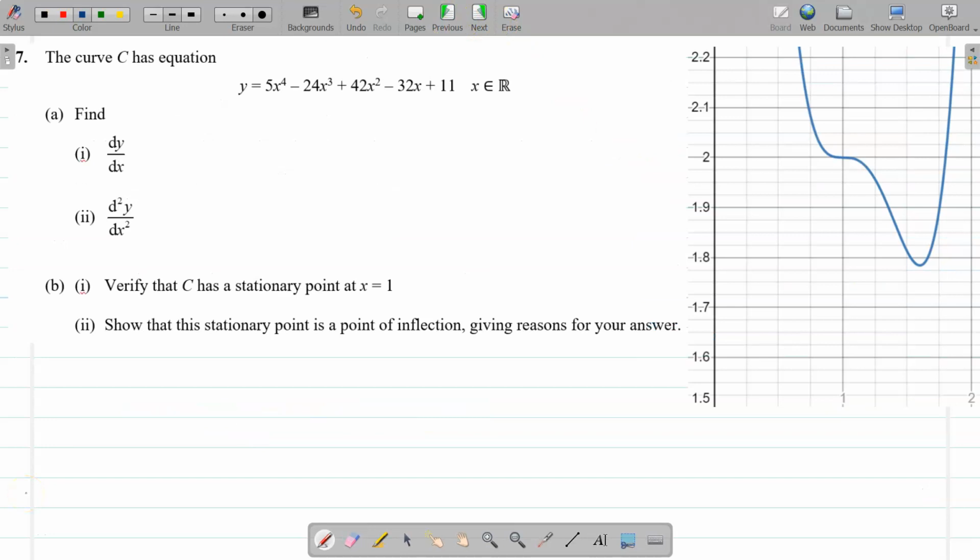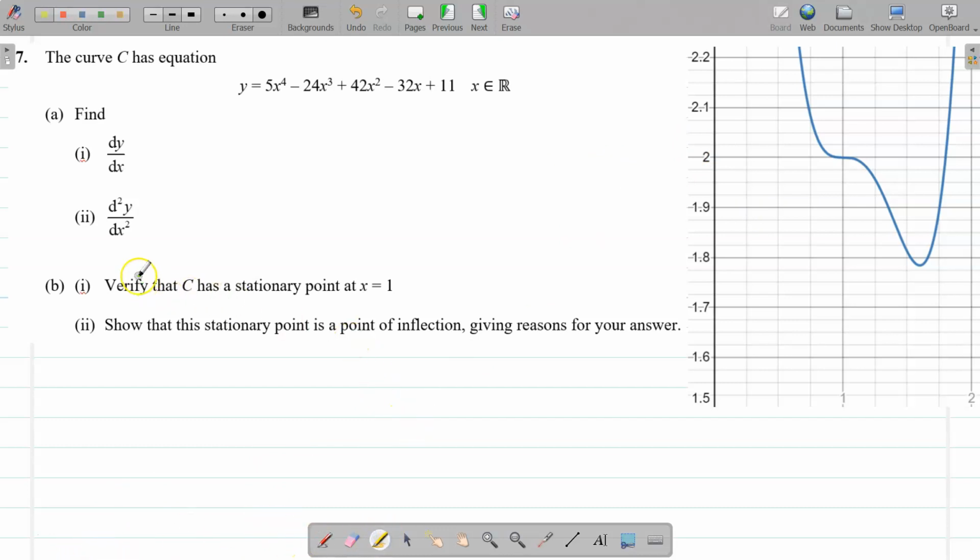This next question is about derivatives, first and second derivatives, and points of inflection, stationary points as well. So I've just done the graph of this quartic function here. You can do this on your graphics calculator, of course, and that will help you understand the question that you're doing, even though you still need to show sufficient working.